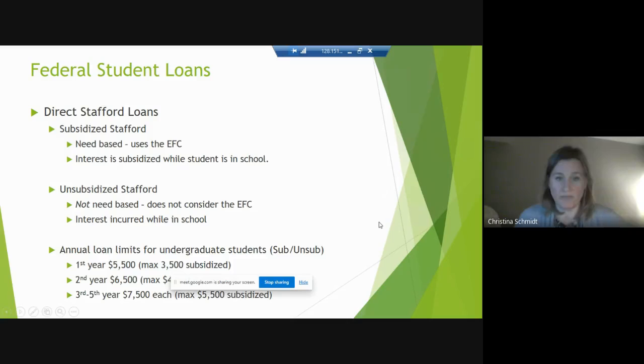Below here, I have the annual loan limits, which increase a little bit each year. If a student is eligible for the full subsidized amount, they'll receive that additional $2,000 in unsubsidized loan eligibility. So if a student has $2,000 a year in loans, they might be able to make $20 in interest payments a month. That can add up and help over time.